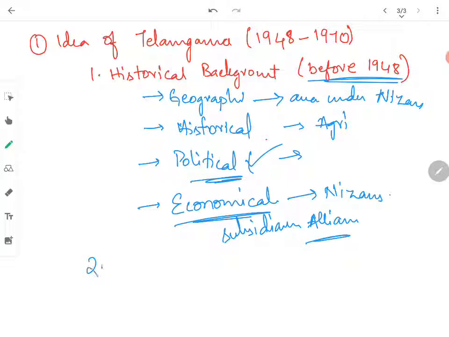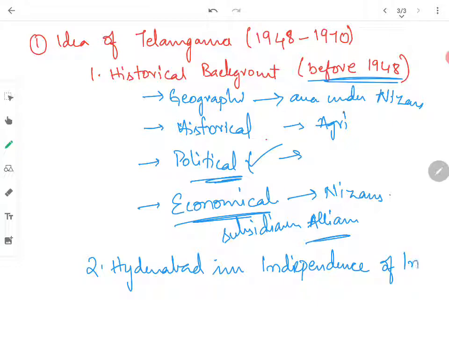And comes the next chapter. The next chapter is Hyderabad in the independence of India. That is, once Hyderabad got independence from the Nizams and was consolidated into India, what were the conditions prevailing, from the period of 1948 to 1956, till the Hyderabad state was merged into Andhra Pradesh.